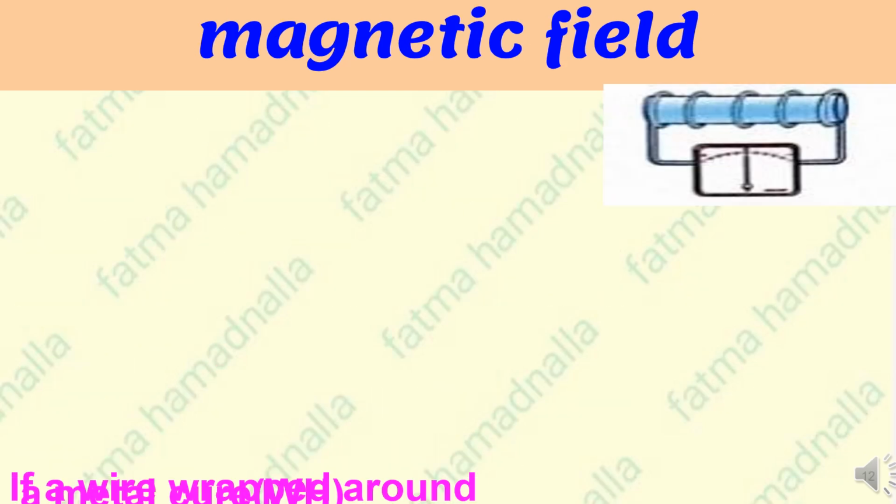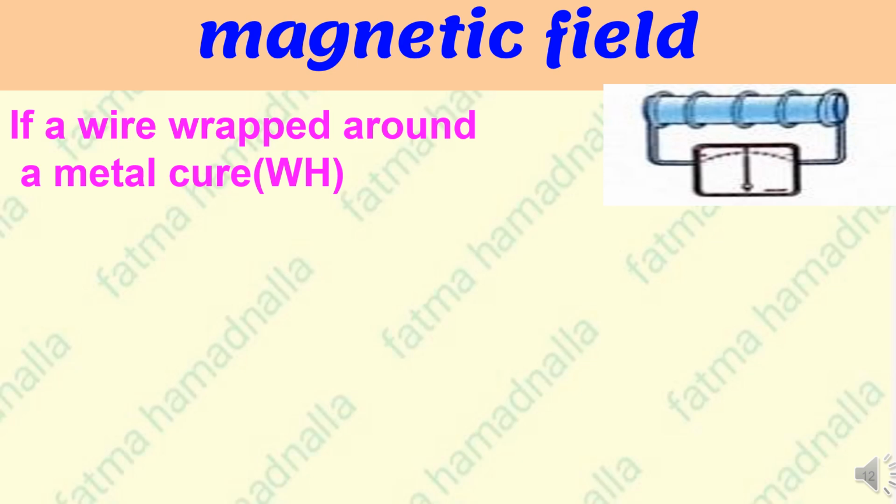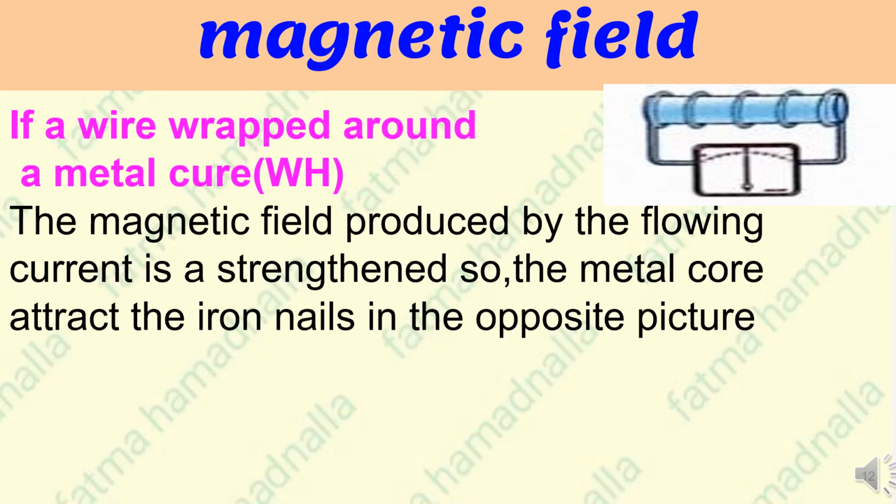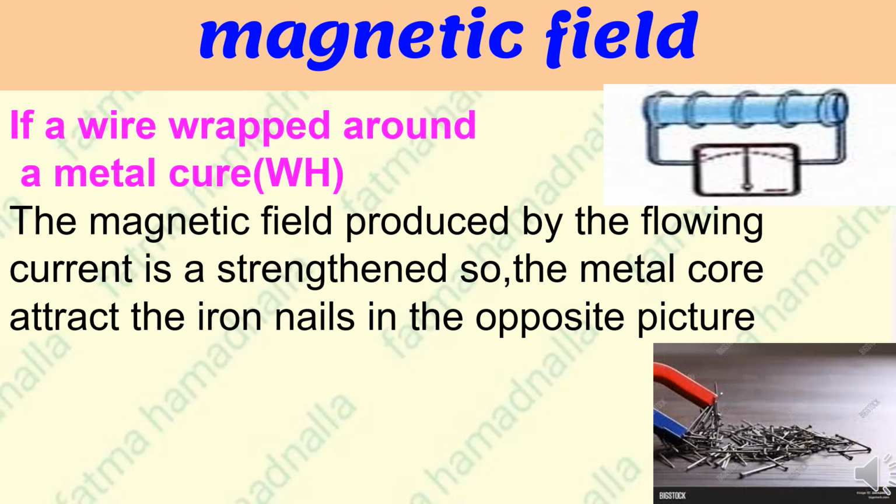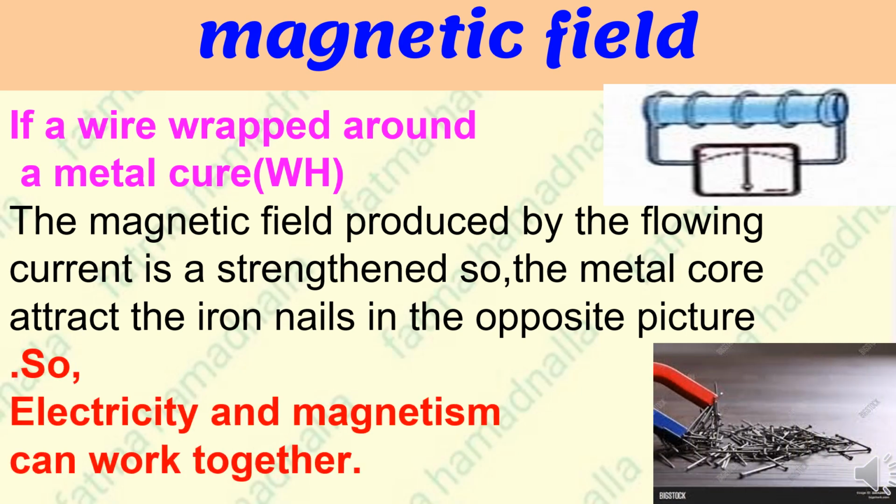What happens if a wire is wrapped around a metal core? The magnetic field produced by the flowing current is strengthened. So, the metal core can attract iron nails, as shown in the opposite picture. So, electricity and magnetism can work together.